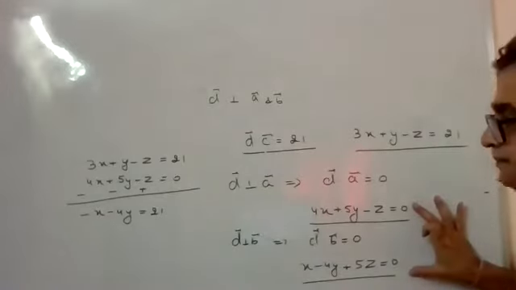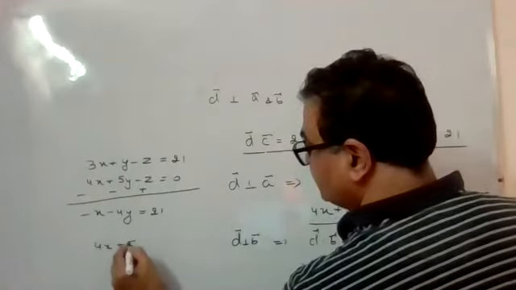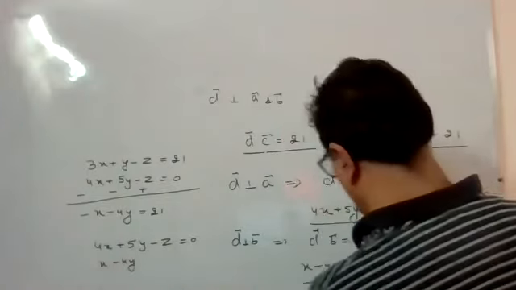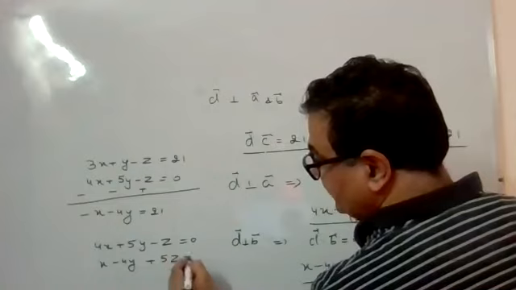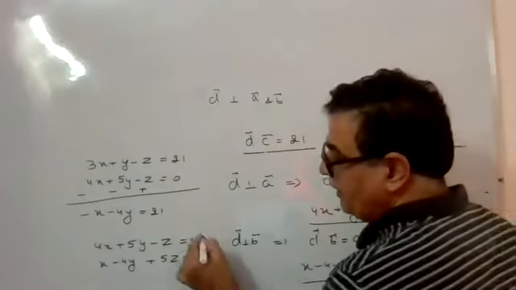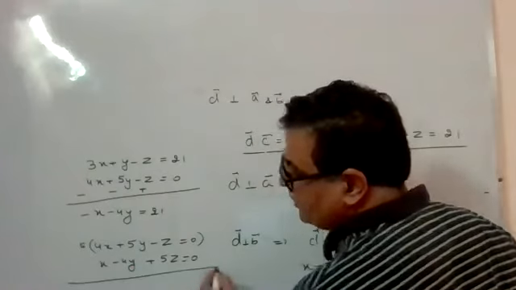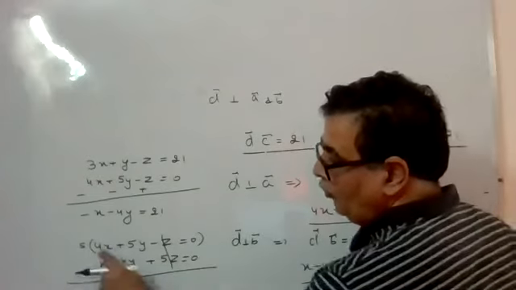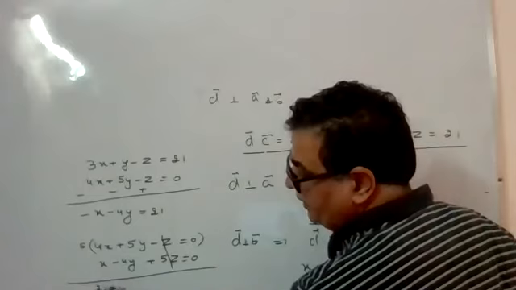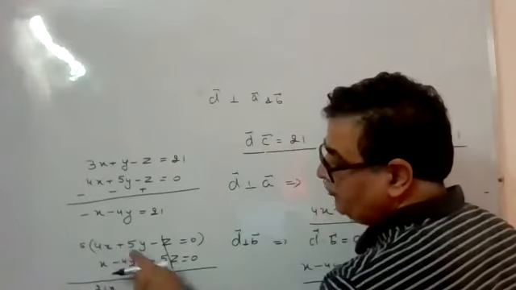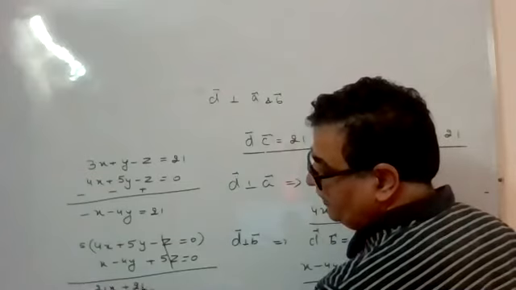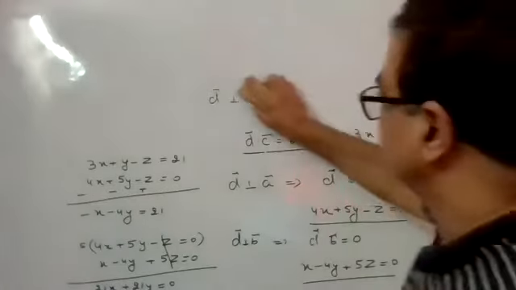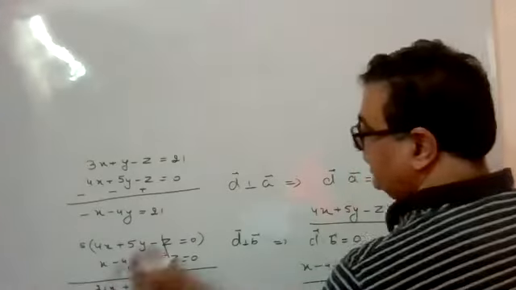Then I'll take these two. 4x plus 5y minus z is 0, and another we have x minus 4y plus 5z is 0. We will multiply this by 5 and eliminate z. When you eliminate z, 5z cancels out. These two are cut. 4 fives are 20 plus 1, that will be 21x. Then 25 minus 4 will be plus 21y, coming 0. What does that indicate? x plus y is 0.